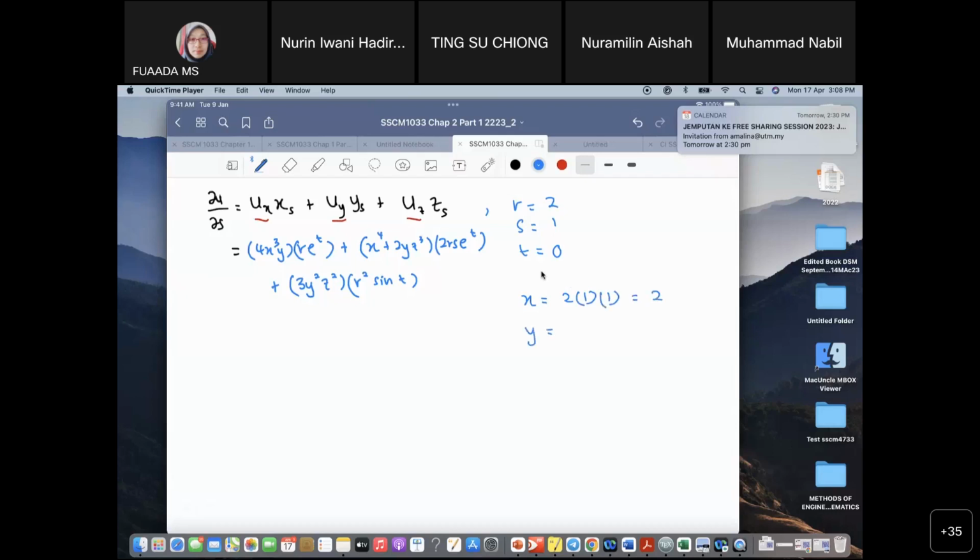Y, R is 2. S squared, so 1. E0 is 1, so we got 2 as well. Okay, Z is R squared, so R squared we got 4 times S is 1. ET, so sin 0. What is sin 0? Guys, sin 0 is? 0. So we got 2, 2, 0.